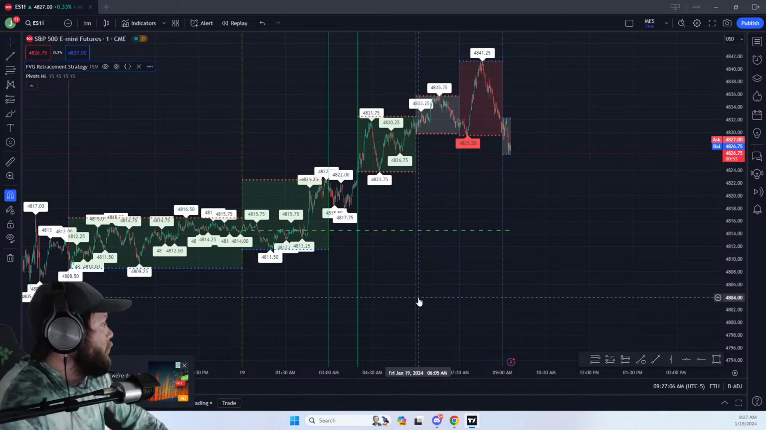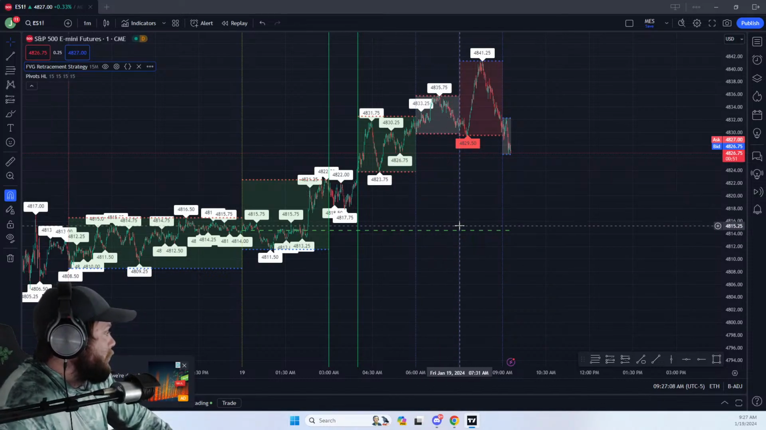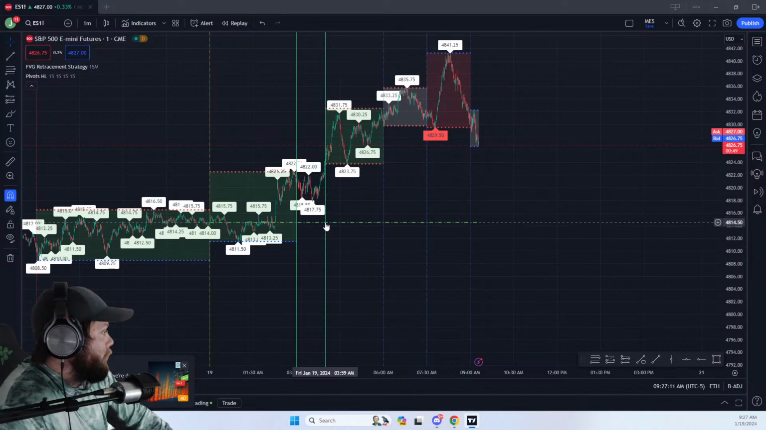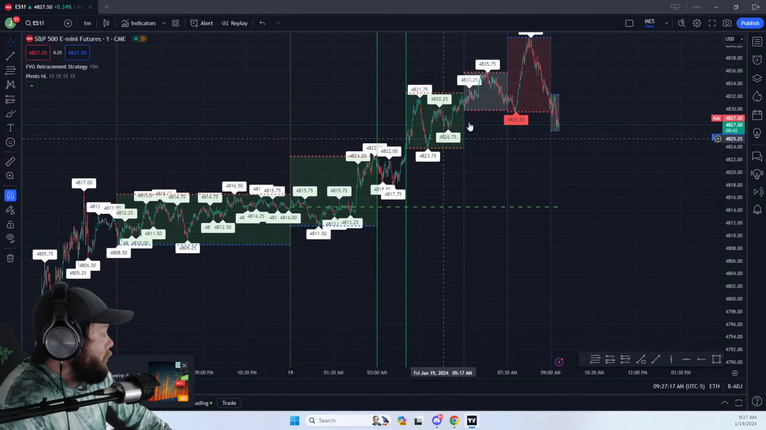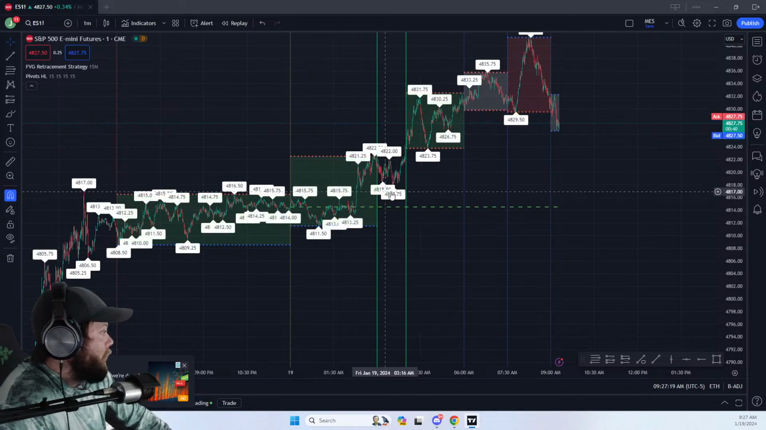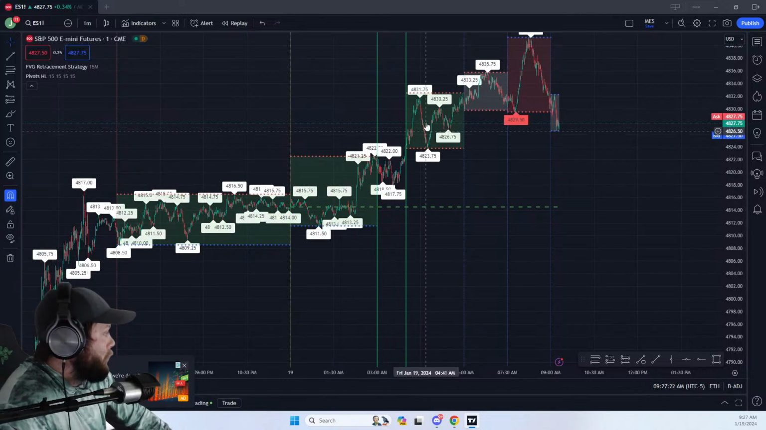Another thing to do too is we could also use my original method here. It's above midnight. Bearish. Above midnight. Bullish.